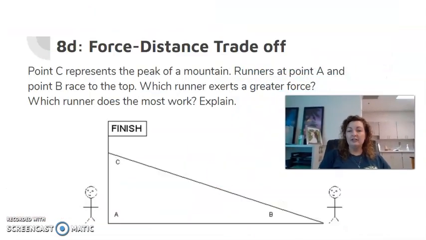Now, on your sheet, you have this example, and this is the force distance trade-off. It says 3 points, A, B, and C, right? This is kind of like a mountain, picture it as a mountain, okay? Point C represents the peak of the mountain. Runners at point A and B race to the top. Which runner exerts a greater force, and which runner does the most work, and explain why, okay?